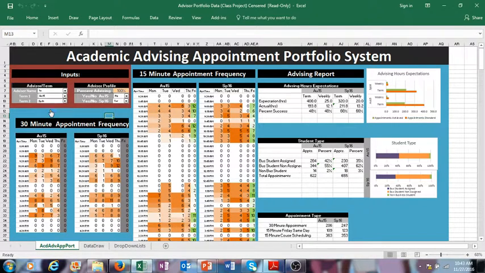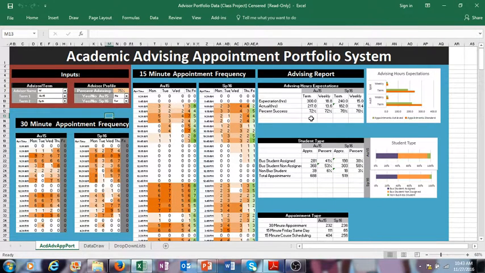If we look at advisor 6F, that's going to show us that that particular advisor is reaching a 72% success rate in the autumn and then a 76% success rate in the spring.